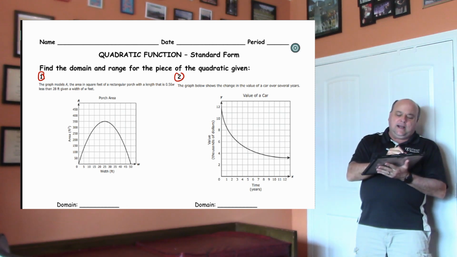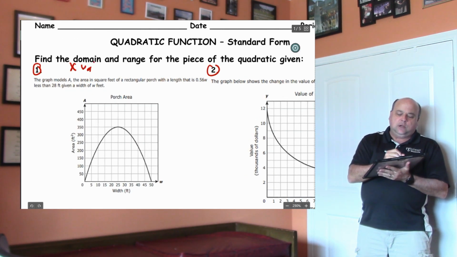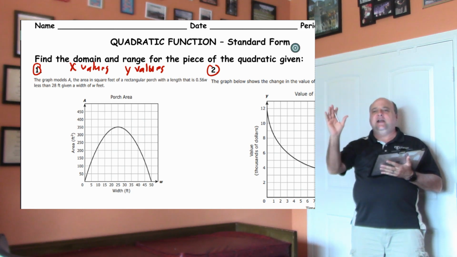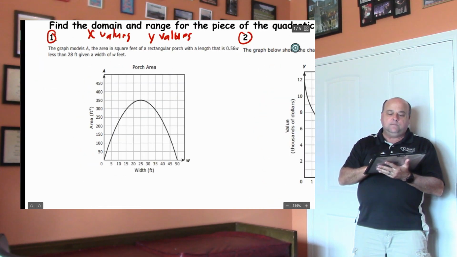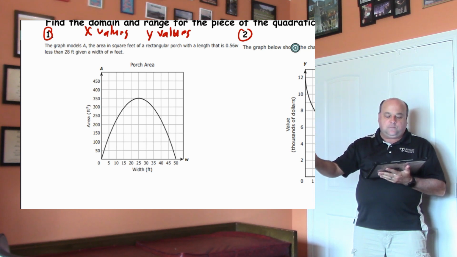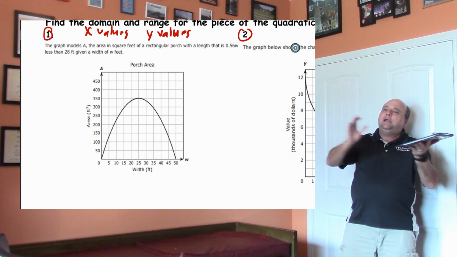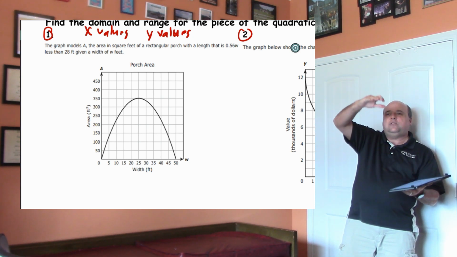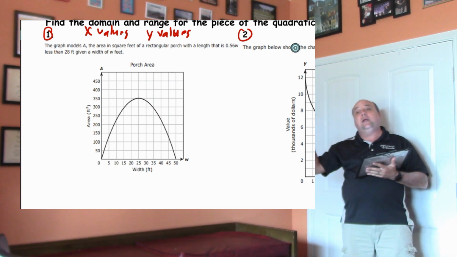Okay, remember, on here, write down the domain, I'm going to zoom in to number 1, is the x values. And the range is the y values. If there's an arrow on it, it's going to keep going. Just remember that. So let's look at number 1. The graph models A, the area of a rectangular porch with a length of 0.56 and less than 28, the width. Basically, if you keep the length constant, as you expand the width, the area changes. The closer you get to a square, the more area you get.